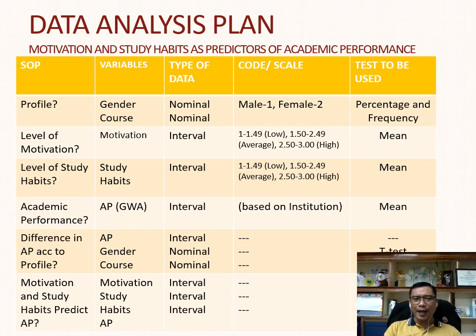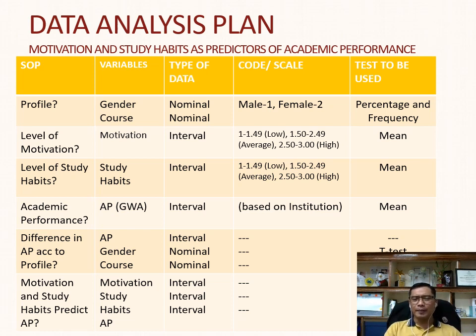All you need to do is determine what the sub-variables are for each SOP. Okay, you lay it down here. And for each sub-variable, you identify what type of data you would be getting from them. Are they nominal, ordinal, interval, or ratio? In here, gender and course are both nominal, and so on. And what you should be doing is coding, or rather, providing the scales to be used.